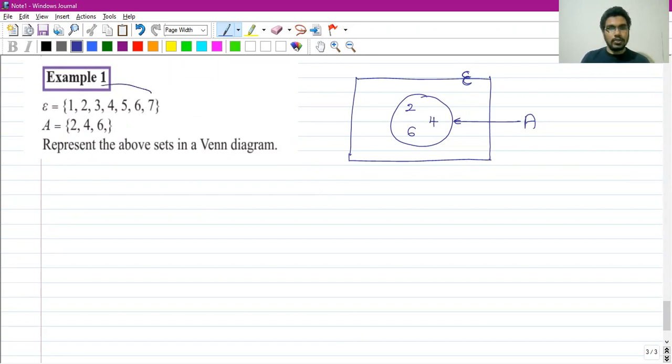Next, if you see the universal set, there are 1, 2, 3, 4, 5, 6, 7. So already you have marked 2, 4, and 6. So remaining are 1, 3, 5, 7. So where should they come is, they should not come inside this circle. Outside this circle, there must be this 1, 3, 5, and 7. So I can fill inside this rectangle 1, 3, 5, 7 like this way. So you can write anywhere inside this rectangle, but not inside this circle.